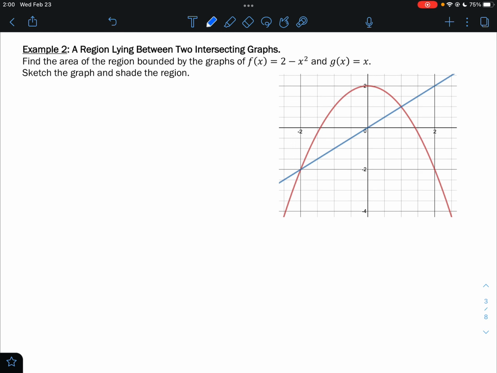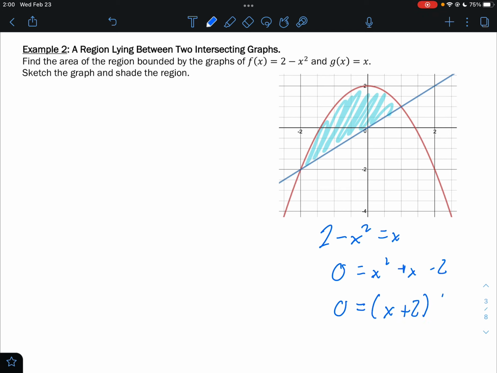Example 2. I already got the graphs drawn for us here. So the region we're trying to find is this region right here. And again, we want to do our integral from intersection point to intersection point. So we have the graphs. It's pretty obvious if you look at the graphs where they're at. But let's say it's not that obvious. To find the intersection points, all you want to do is set your two graphs equal to each other and see where they intersect. So this would be a nice, easy factoring problem. So it'll be x minus 2, x plus 2, x minus 1. So our intersection points are x equals -2 and x equals 1.